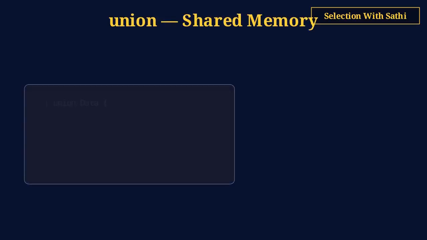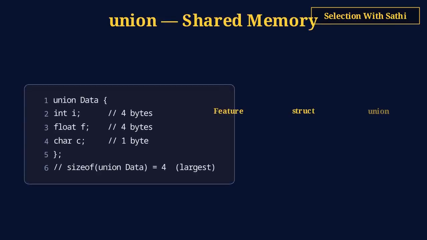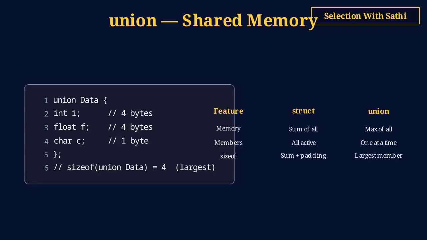Third concept: unions. A union looks like a struct, but all members share the same memory location. Only one member can be active at any time. The size of a union equals the size of its largest member, not the sum like in a struct. If you write to one member, the other members get overwritten. Reading an inactive member is technically undefined behavior. Unions are used for memory-efficient variant types. For example, a tagged union where an enum discriminator tells you which member is active.